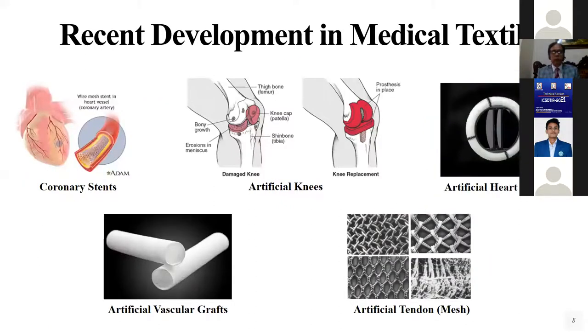Now, let's see what recent developments took place in medical textile. Firstly, coronary stents. These tiny tubes can generally have a chemical coating, such as drug eluting stents, which help the artery to escort blood to the heart. Then we got artificial knees. Human knees frequently wear down faster, as we all know that, and they are more disabling than other joints.